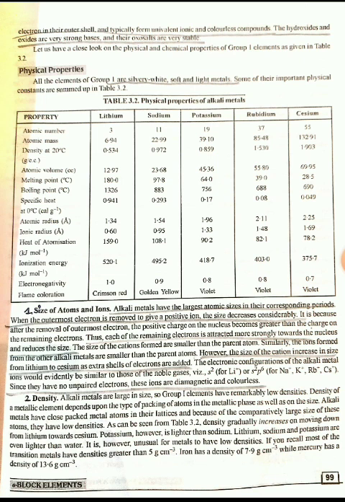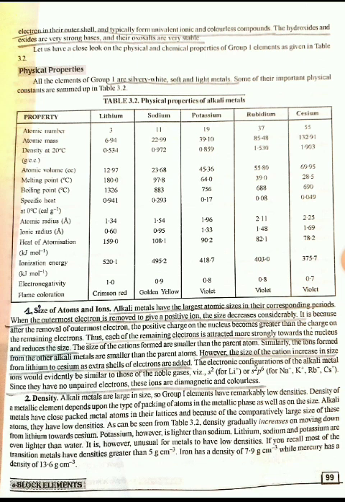The size of the cations formed is smaller than the parent atom. Similarly, the ions formed from the other alkali metals are smaller than the parent atoms. However, the size of the cation increases from lithium to cesium as extra shells of electrons are added. The electronic configurations of the alkali metal ions would evidently be similar to those of noble gases, since they have no unpaired electrons. These ions are diamagnetic and colorless.